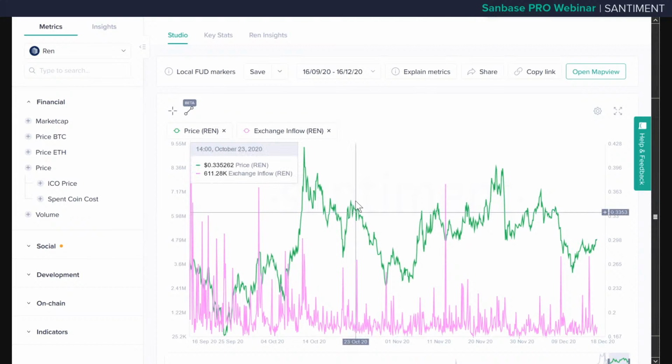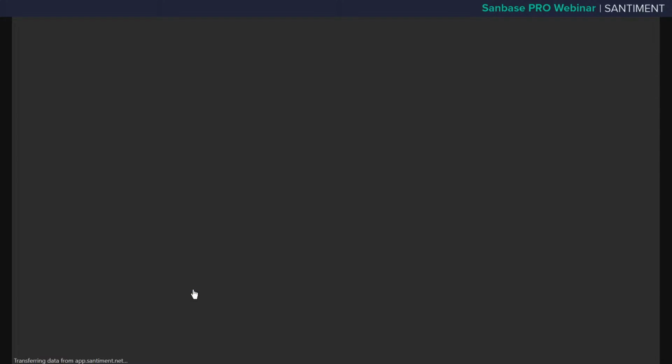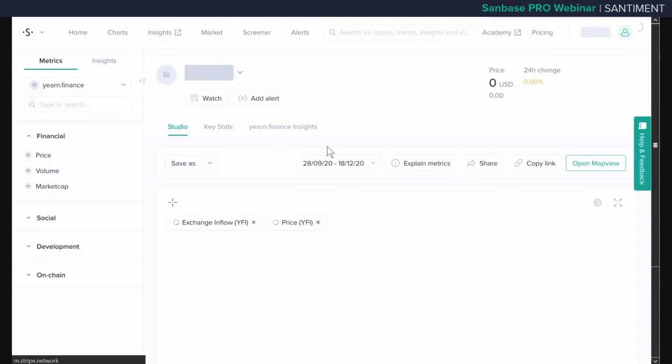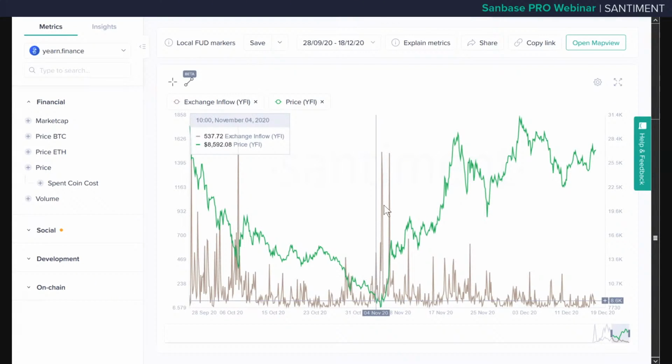However, if they happen during a prolonged downtrend, it's much easier for bulls to start to buy these coins back at a discount, buying the dip, therefore rejecting the spike in exchange inflow and leading to a short-term price recovery. So these are a few things that I wanted to point out. Let's finally look at YFI. And you can see a major spike in YFI's exchange inflow during both of its recent bottoms.